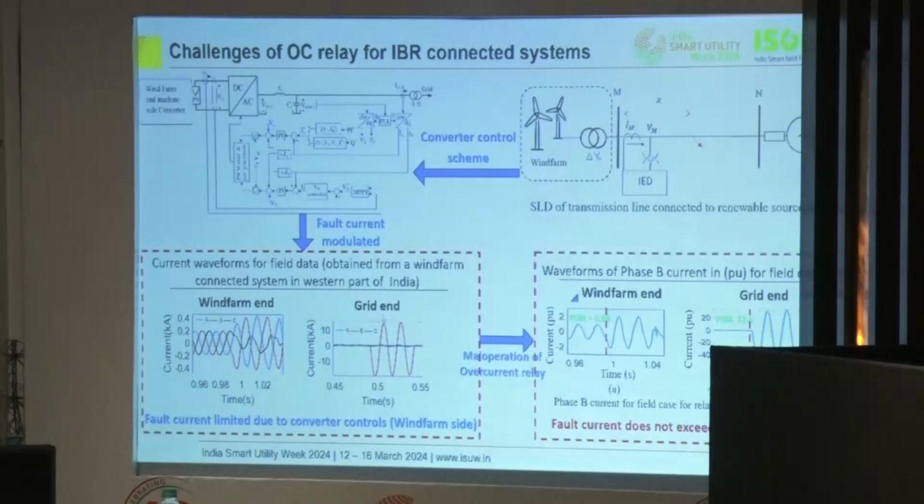Whereas at the grid end, for a BG fault, only B phase current has risen, from 200 amperes to 10,000 amperes, which is a vast increase. When we plot this phase B current in per unit and compute the plug setting multiplier, the PSM, we can see that for the wind farm end, it comes out to be around 0.88, whereas for the grid end, it comes out to be around 12.5. It is expected for the PSM to be greater than 1 for the overcurrent relay to operate. So in this case, we can clearly see that for the wind farm end, the overcurrent relay might not operate. This is one of the challenges.